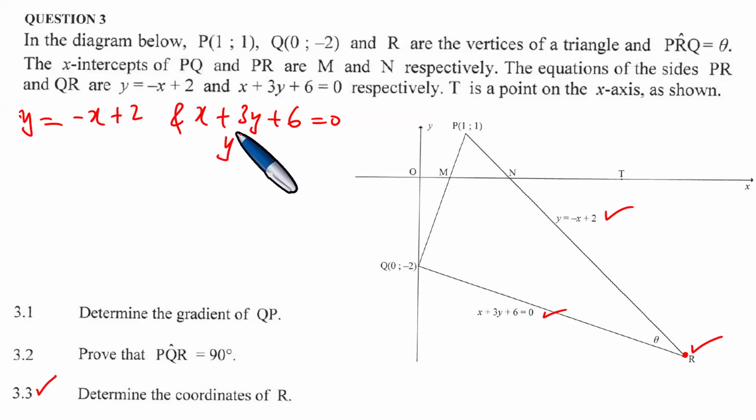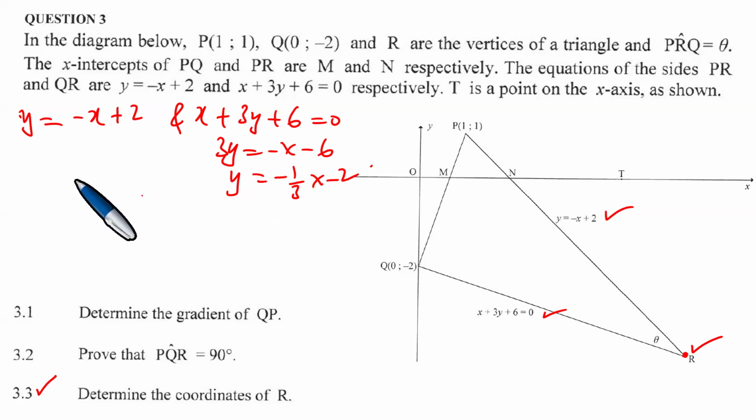Let's make y the subject. Let me show some steps here to make sure everybody's following, and not just run overhead. So we have 3y as the subject of the equation, and it is -x - 6. You divide by 3, which gives y = -1/3 x - 2. At this point, these are the equations, and you can make them equal to each other to find the point of intersection.